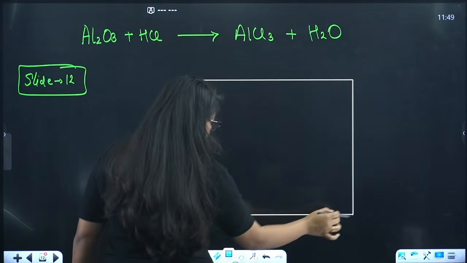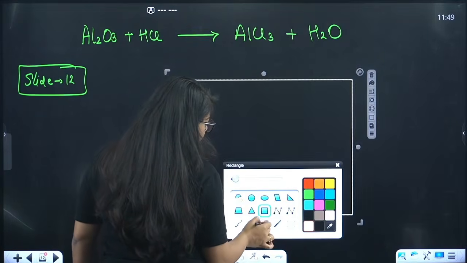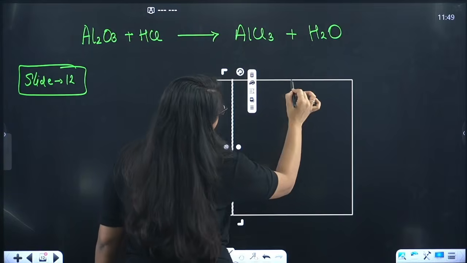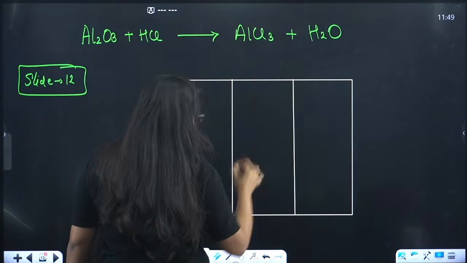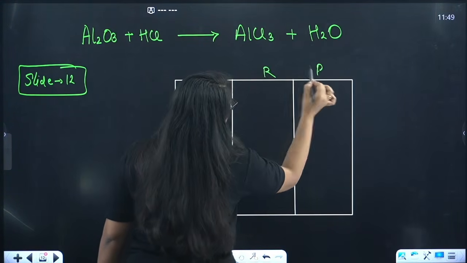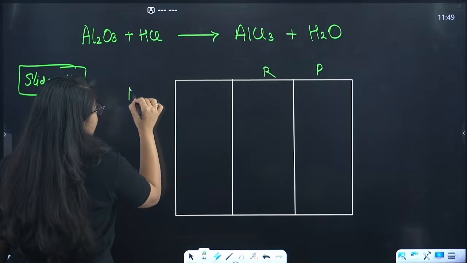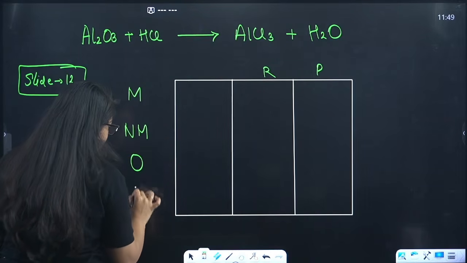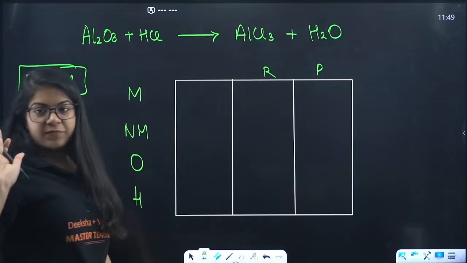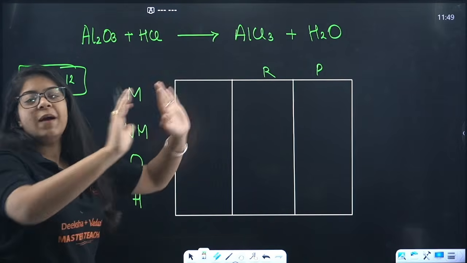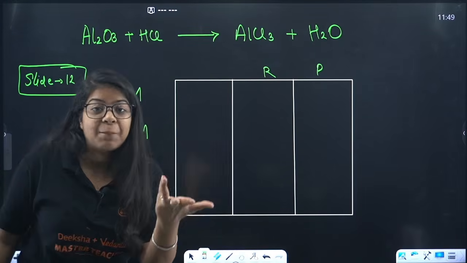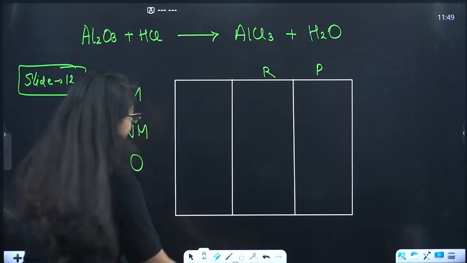Now beta, again what we'll do, we'll make a table. Let me use these lines, it looks better. Write reactants, products, and here first I will write metals, then non-metals, then oxygen, then hydrogen. This one is clear. Now let's go back to the chemical equation. This is all the things you have to do before even starting the balancing.